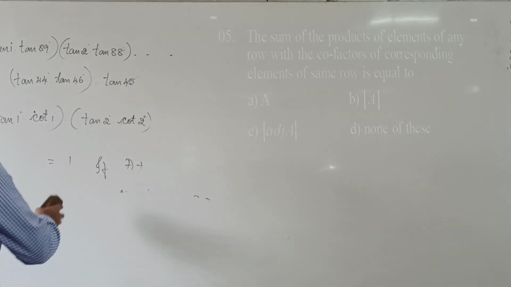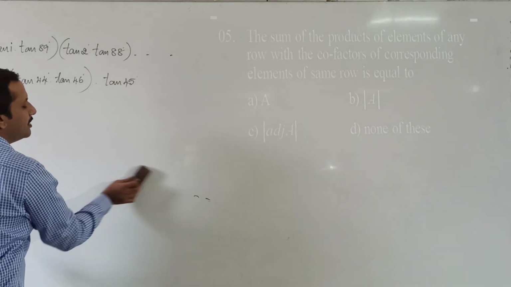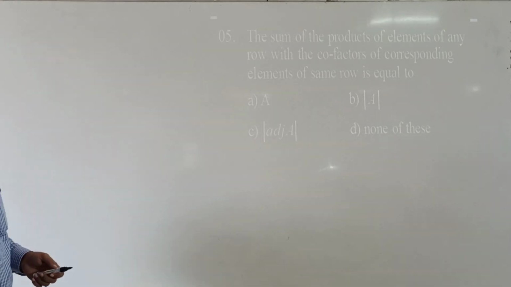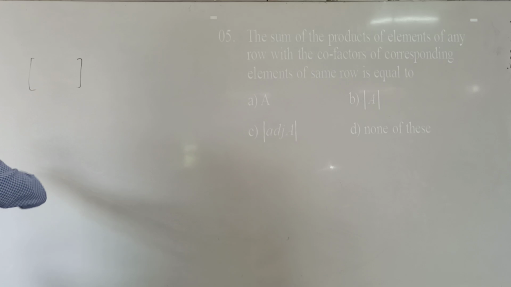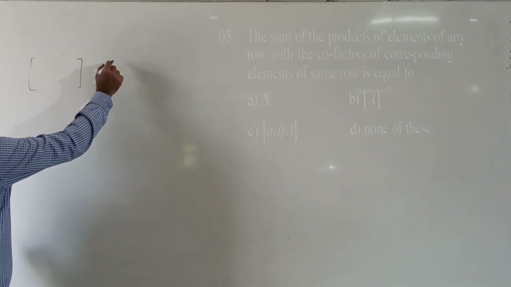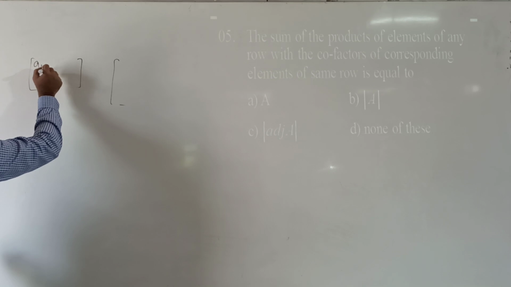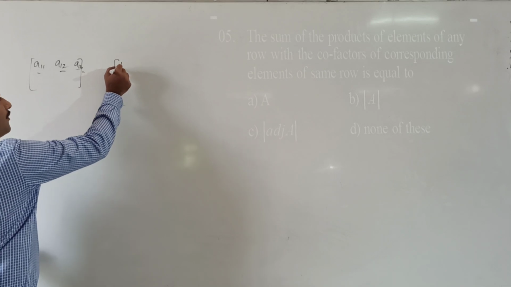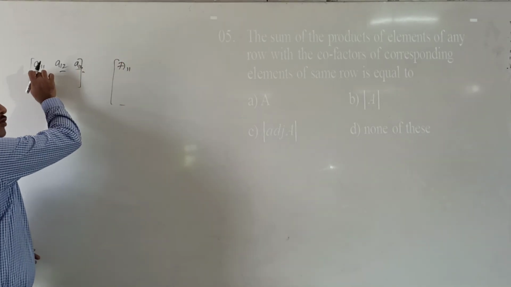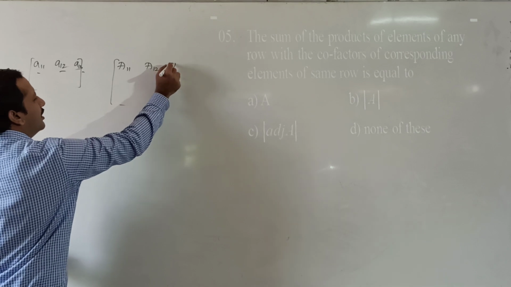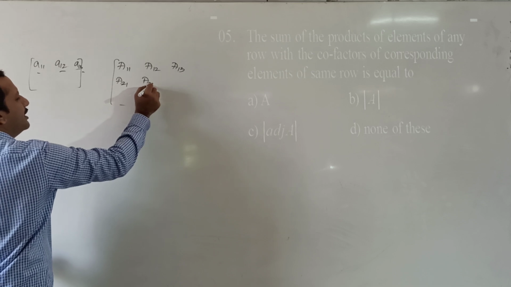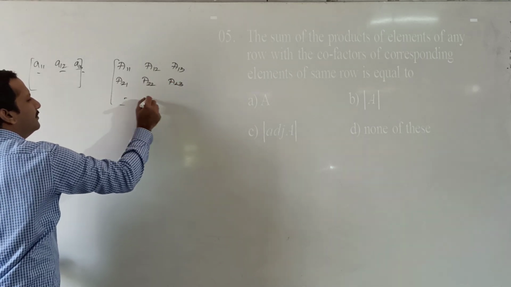Okay, look at question 5. The sum of the products of elements of any row with the cofactors of the corresponding elements of the same row is equal to what? So you have one matrix here. Let me consider a 3 cross 3 matrix with elements a11, a12, a13 in that way, and I will consider the corresponding cofactor matrix. Let capital A11 indicate the cofactor of a11, then A12, A13 in this way. So this is A21, A22, A23 and so on.